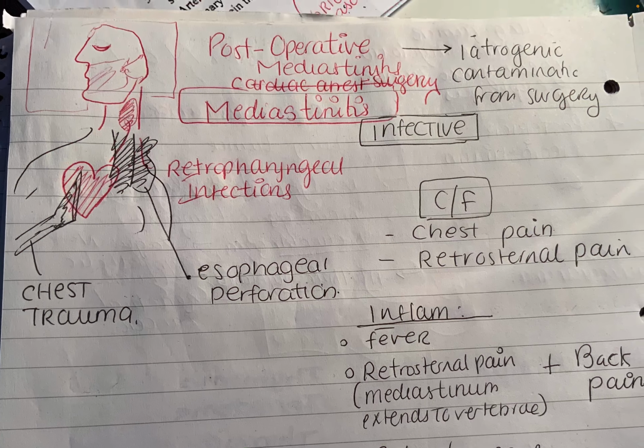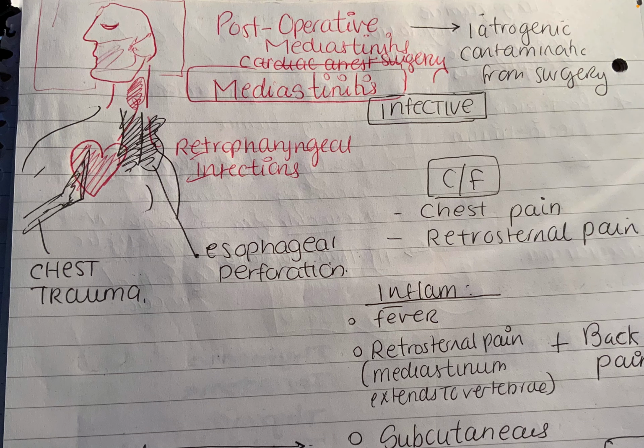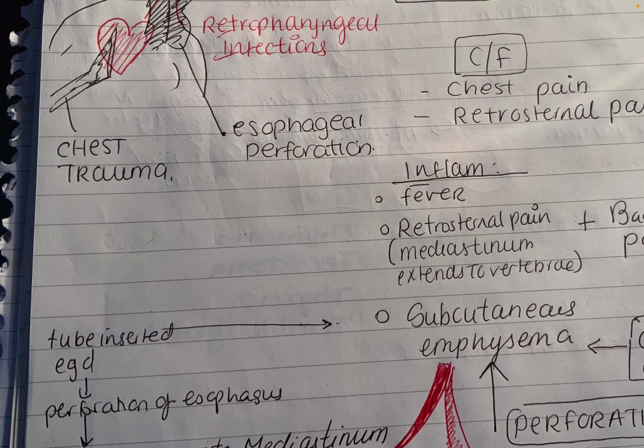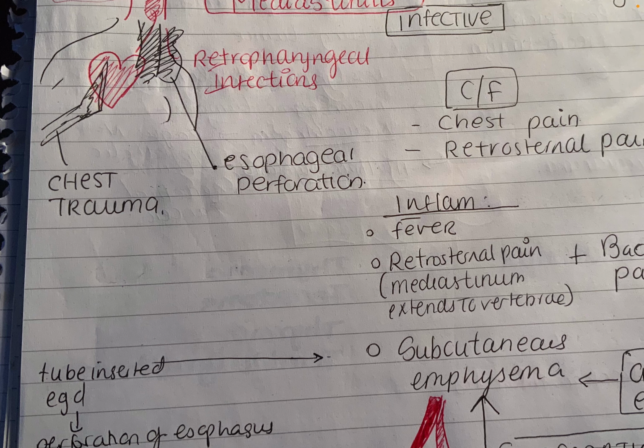So far we talked about a post-operative mediastinal infection called post-operative mediastinitis. Then we talked about retropharyngeal infections causing mediastinitis. Two other acute conditions: chest trauma, sudden penetrating trauma to the chest, the anterior chest, is going to lead to mediastinitis. Fourth, the esophagus perforating all of a sudden is also going to lead to a lot of bacteria entering the mediastinum, which is going to cause mediastinitis.